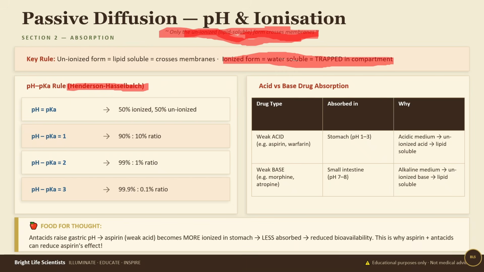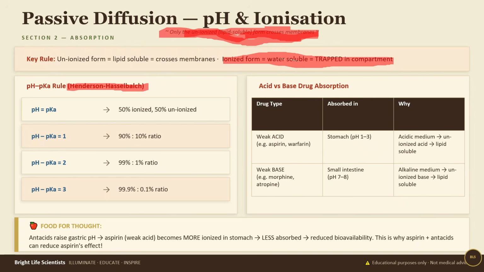For weak acids, drugs like aspirin and warfarin, these are predominantly unionized in an acidic environment. The stomach pH is around 1 to 3, that is basically acidic. So aspirin stays unionized there. This makes it lipid soluble and it gets absorbed in the stomach.